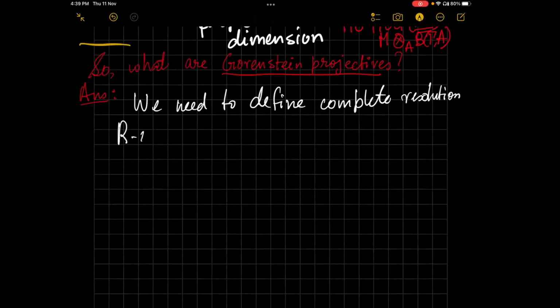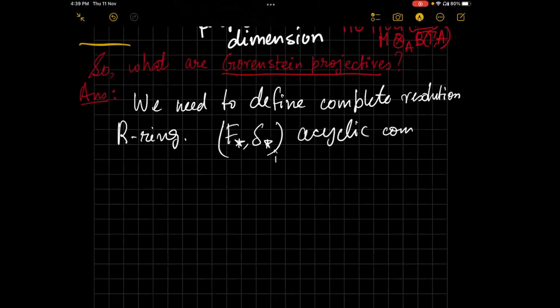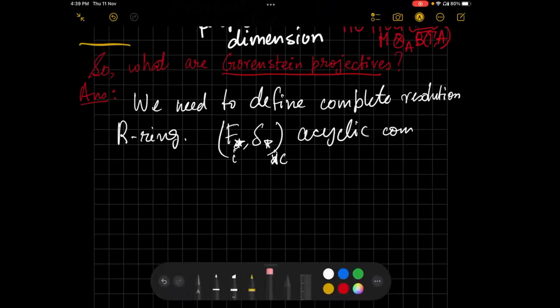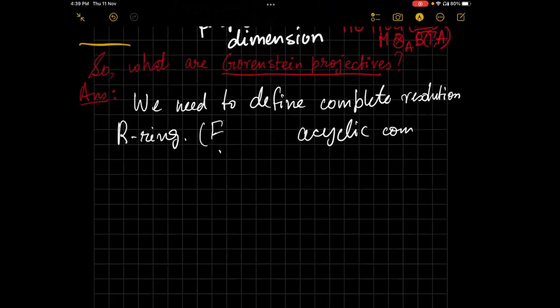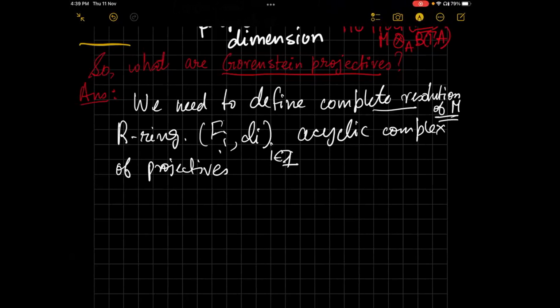So let's say again, R is a ring, and I'm looking at an acyclic complex I star, a doubly infinite acyclic complex of projectives, P_i with differentials d_i, for i in Z. Well, a complete resolution of, let's say, a given module M, such that the following two conditions hold.